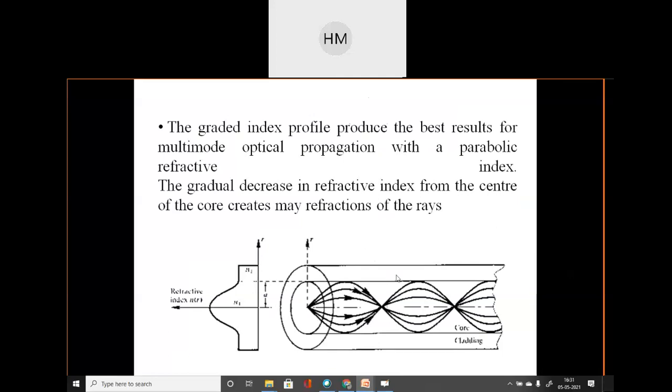This is for multi-mode. See, a question can be asked directly on step index or graded index. Otherwise, they can ask you, describe multi-mode optical fibers. Then what will you do? You have to describe both, step index and graded index. You have to draw all the diagrams, and write all the equations of how many modes can propagate, because it's multi-mode, not a single mode is propagating, n number of modes will propagate. So you have to describe all those things.